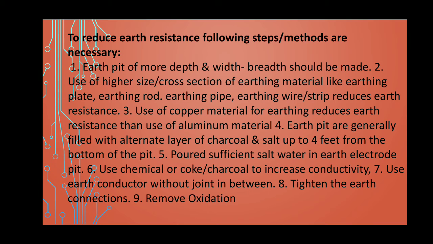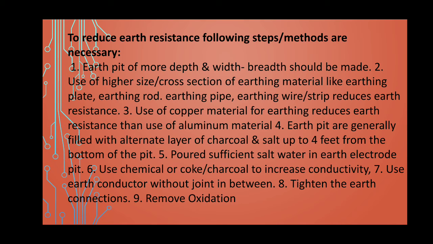Next, to reduce the earth resistance, we have to follow these steps. So which are those steps? The first step is that an earth pit of more depth and width should be made available. The second step is the use of a higher cross-section earthing material, that is the earthing rod. Earthing materials like earthing plate, earthing rod, earthing pipe, earthing wire and strip wire reduce the earth resistance. So we have to follow these steps also.